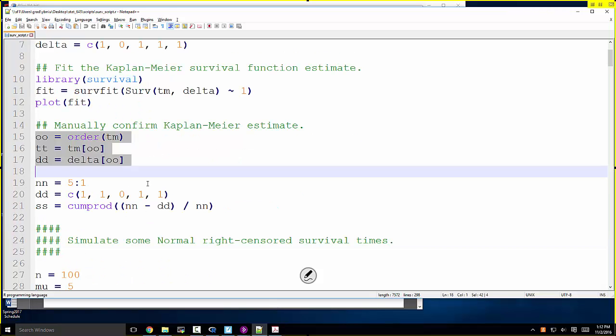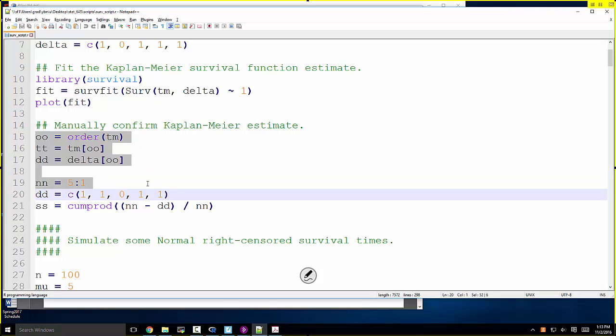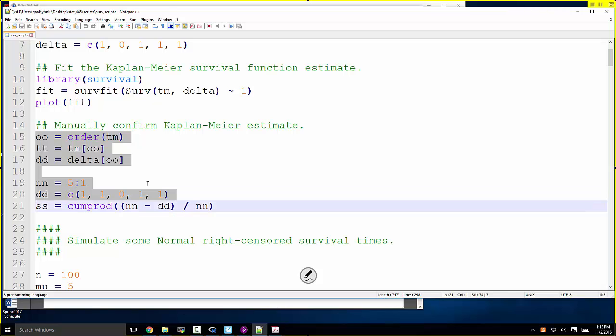Then the number at risk at each time starts at 5, and then it drops down to 4, and then 3, and then 2, and then 1. That's the number at risk at each of those ordered time points. The number of deaths at each time point are here. There was 1 death at time 3, 1 death at time 5. There was a censored time at time 6, and then deaths at 8 and 22.